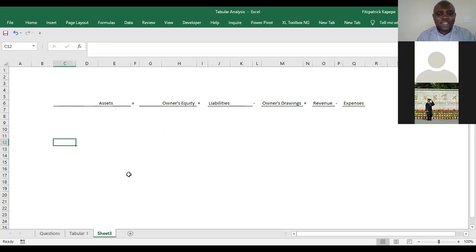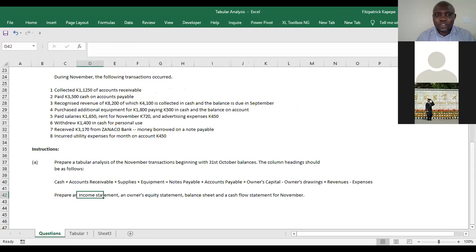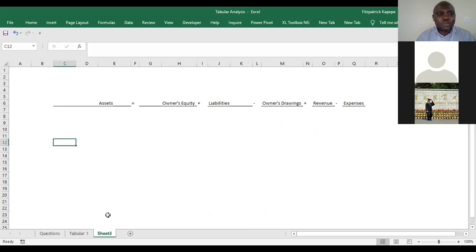So now we start the transactions. What was the first one? I didn't write the question here. So the company sold goods at 30,000 kwacha on credit. We know that if it's on credit, there will be receivables, which is trade receivables. So here we can show first cash, depending what is there. Then we can show trade receivables.